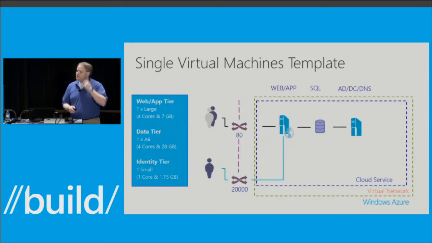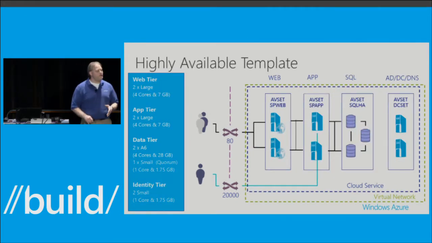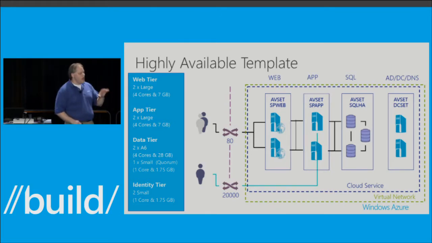So a single virtual machine template, as I mentioned, has the SharePoint app and web servers all in one, a SQL box, and an AD box, a very simple little dev farm to put together for SharePoint. The more interesting one is our high availability version. In our high availability version, there are multiple machines in each tier. There are 2 web front ends, 2 application servers, a SQL server configured in an always-on configuration with a primary and secondary, with a third machine as the witness for the SQL Server tier, and then 2 domain controllers for the Active Directory.